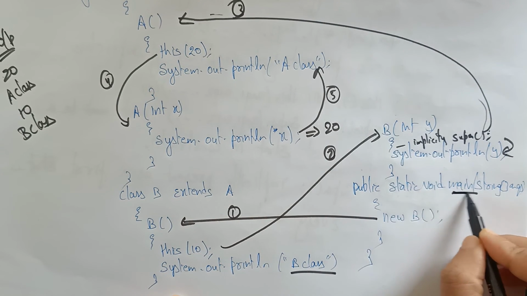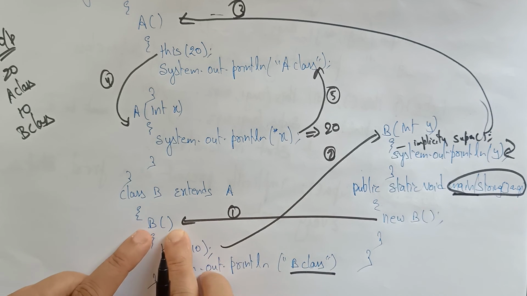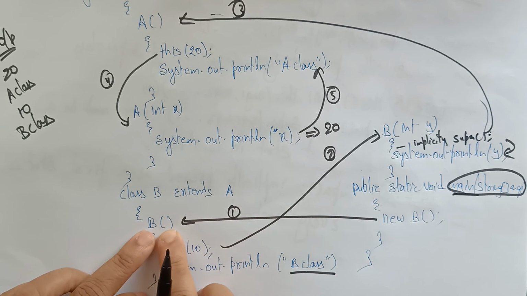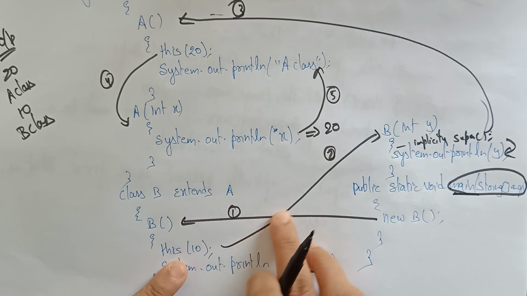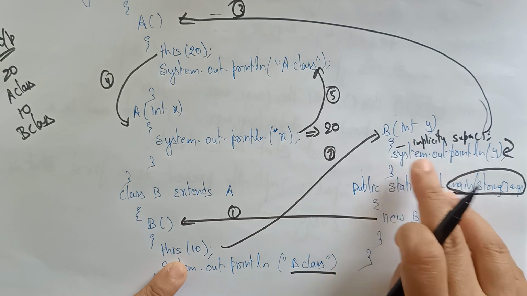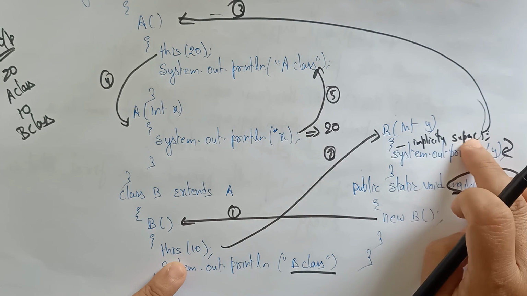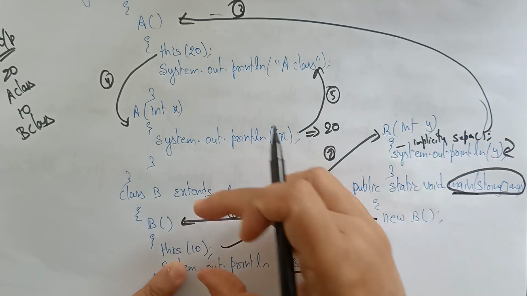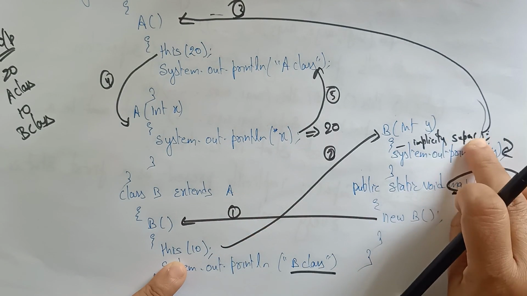First the main is loaded and executed, and the B constructor is called. Here the first statement is this 10, which means within the class this is a parameterized constructor. While trying to execute y, implicitly the super constructor call is present here because this is a subclass. A subclass extends the superclass features, so the super keyword is present.